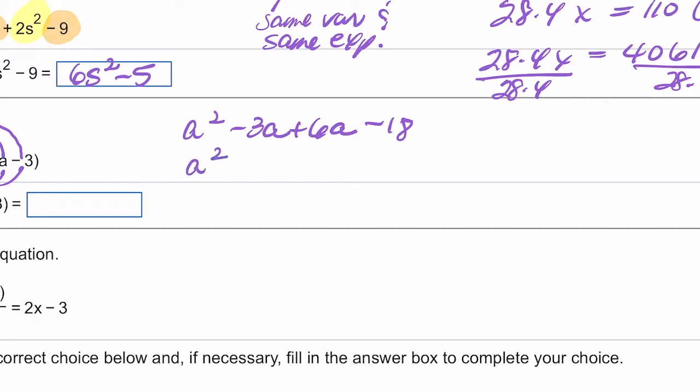So then I have A squared, and I can combine the 2 terms in the middle. Negative 3A plus 6A gives me 3A minus 18.